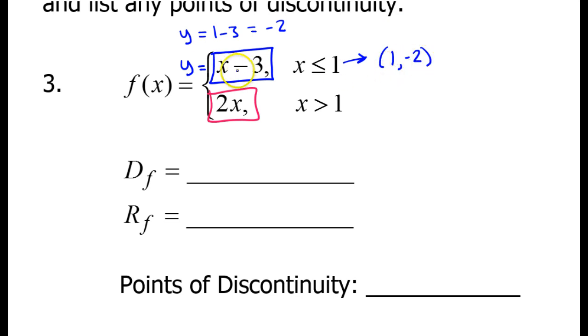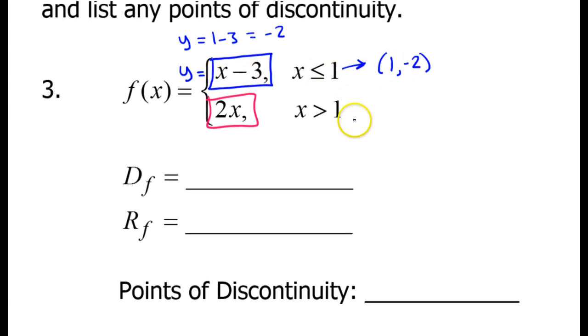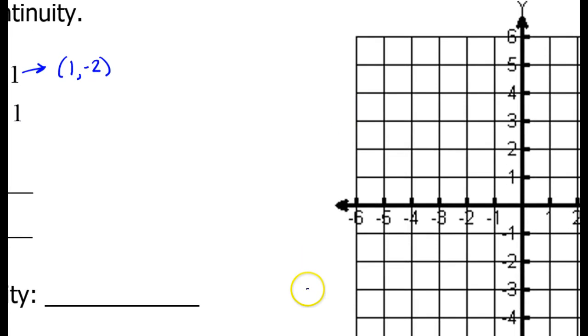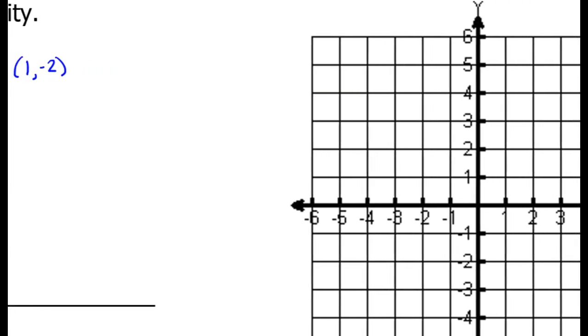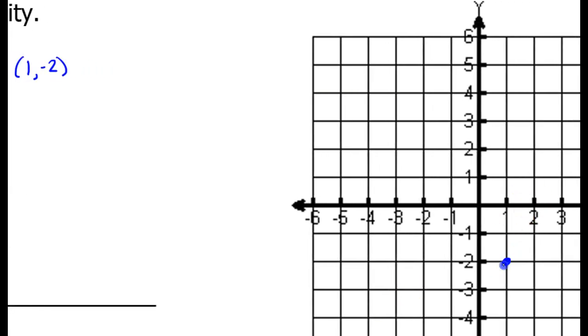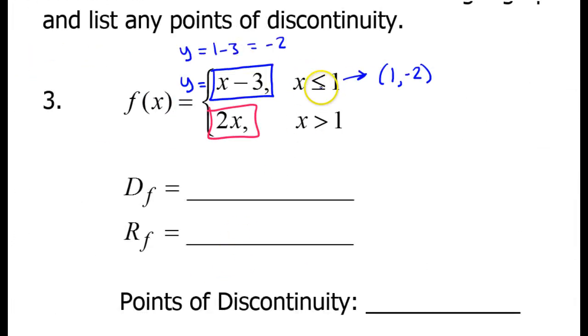So the endpoint of this piece of the graph will be the point (1, -2). Notice that we're going to use this function for x values that are less than or equal to 1. That's important because I'm going to graph this as a closed circle to show that this point is included in the function. Okay, so (1, -2) would be right here. And we will make it a closed circle because of the "or equal to."